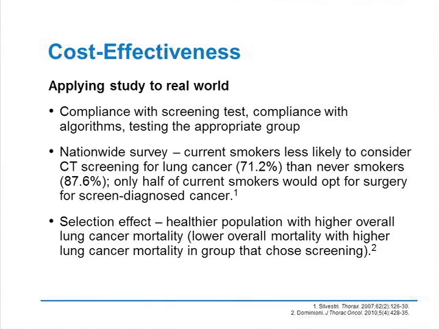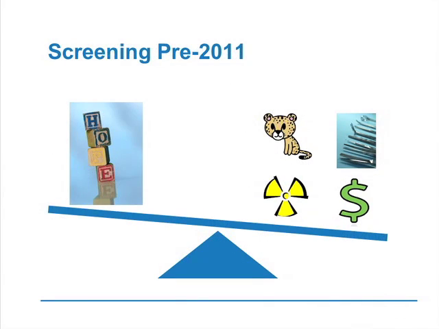On the other side of it, another study suggested that those who choose to be screened are actually a healthier population on the whole, with a higher overall lung cancer mortality, so more opportunity to benefit that group. So where were we prior to 2011? On the benefit side, we had hope that we would have a mortality reduction, but no evidence to that date. And on the harm side, we recognized we're identifying a lot of lung nodules with risk for procedures for benign lung nodules, potential for radiation risk, and unclear cost effectiveness.